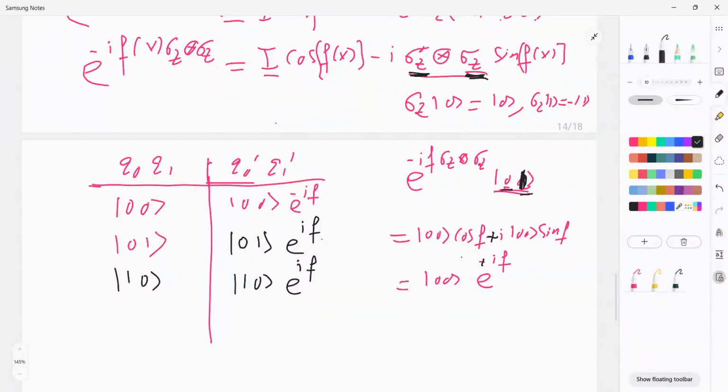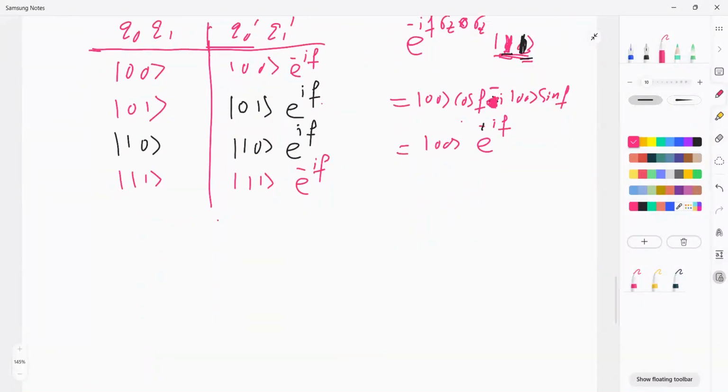And then when the input is 1 1, we get a minus sign from this and a minus sign from this, which will make this a minus sign. So we get 1 1 exponential minus iota f. So we have to think of a circuit that gives us this truth table.